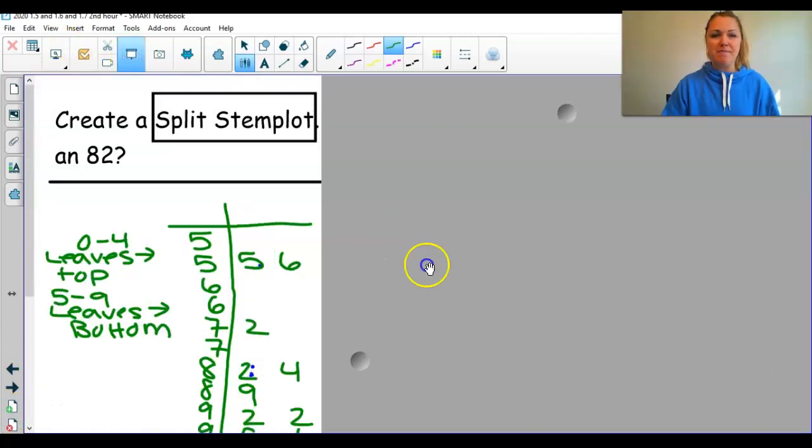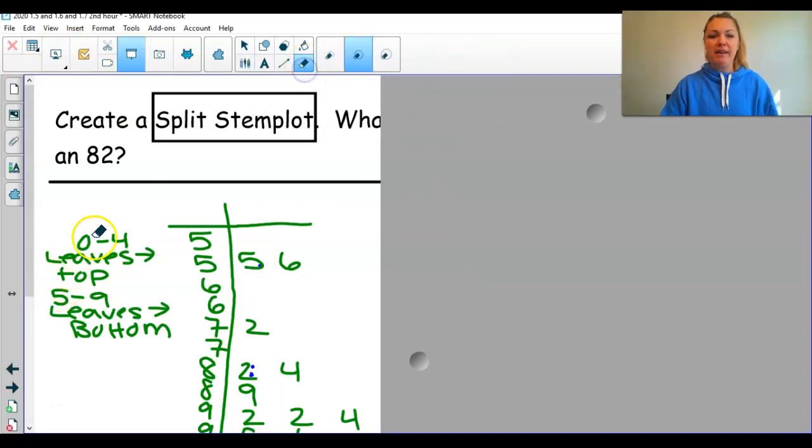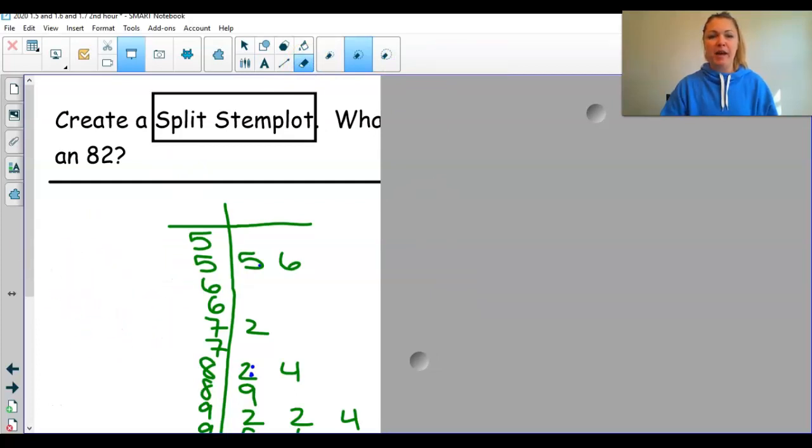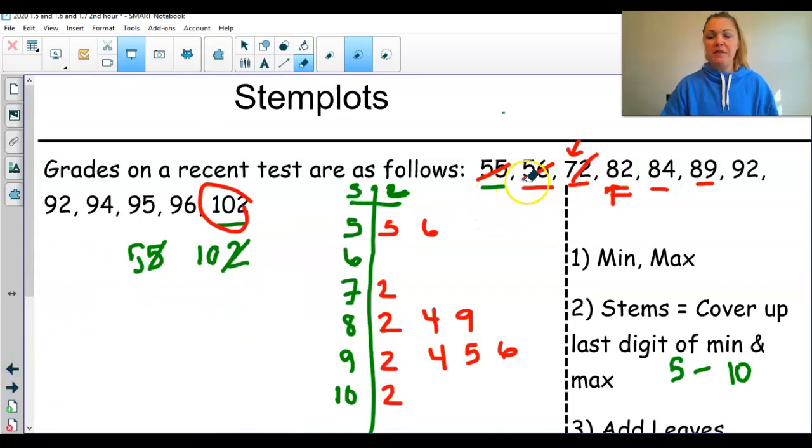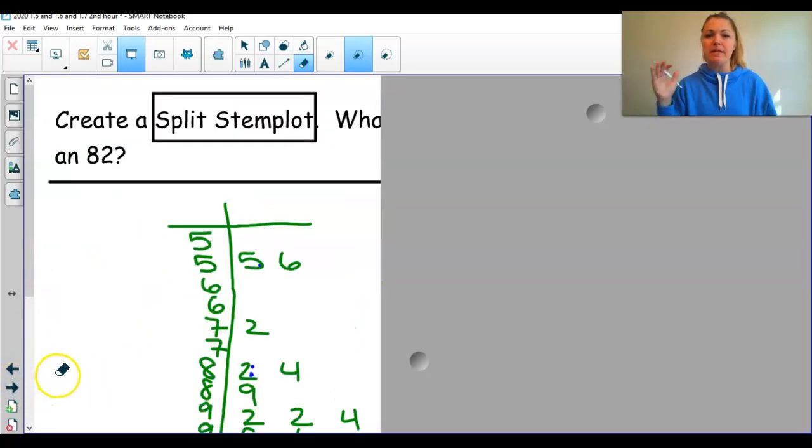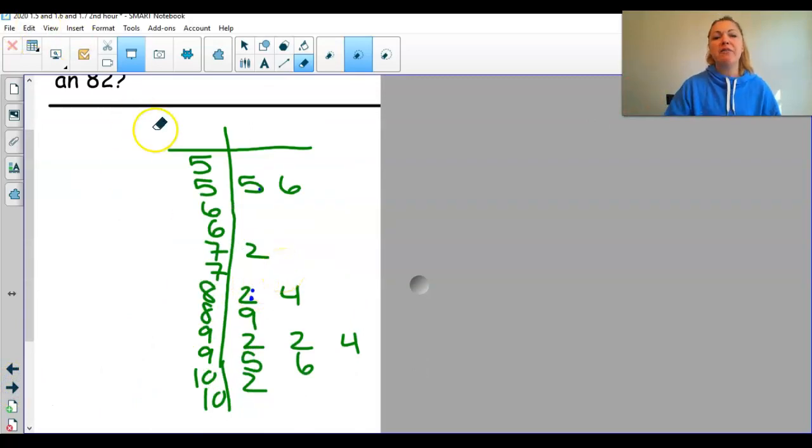A split stem, okay? Oh no, I gave away spoiler alerts. I have the same data from before. 55, 56. When I split the stems, the first thing I want you to notice is I have 2 of every stem. 5, 5, 6, 6, 7, 7, 8, 8, 9, 9, and so on. Now the first number we saw, and you can go back to the other slide if you want, or you can just trust me, was 55. So 55 has to go in this second row. Then it was 56. 56 again has to go in that second row.